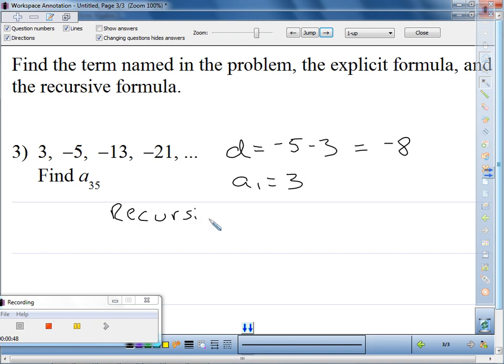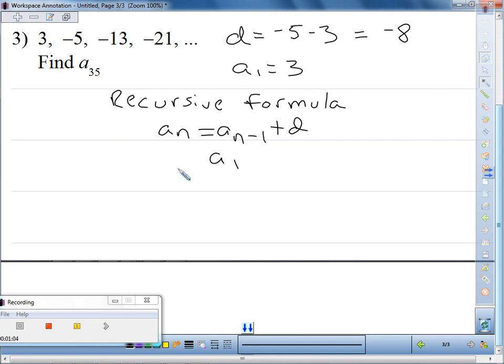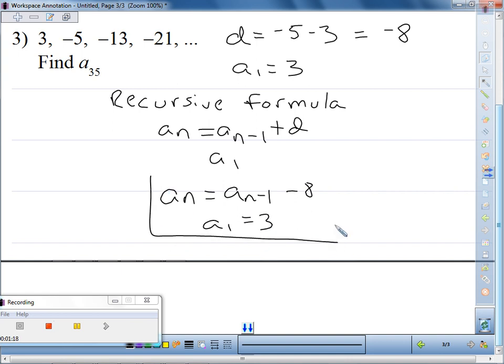So the recursive formula has a general form of a sub n is equal to a sub n minus 1 plus d, and we would need the first term. So for this particular one, we'll have a sub n is equal to a sub n minus 1 minus 8, because our common difference is -8, and then a sub 1 is 3. So that is our recursive formula.